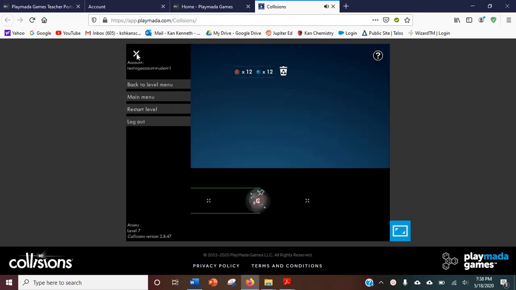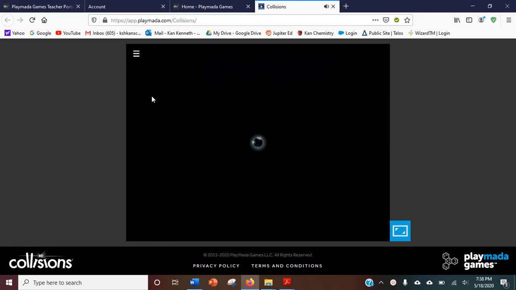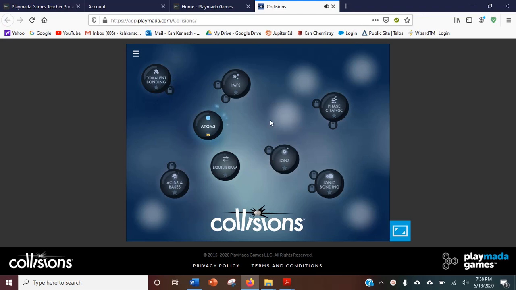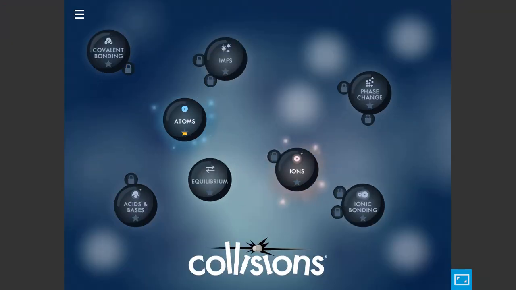Okay? So basically, you want to go back to the main menu. You can click main menu to go back, and you can do another lab if you wish. This will save your progress, just don't lose your account. So now I'm going to show you how to do the second lab on collisions.